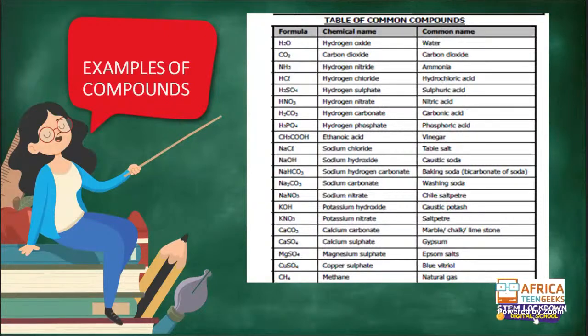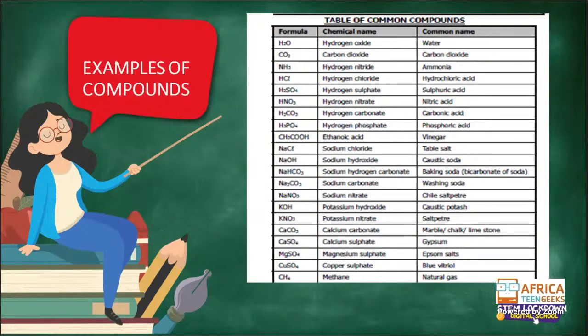So I have with me a table. As you can see, we have the formula, the chemical name, and the common name. So let's take note. Let's look at the first one, H2O. What is the chemical name? The chemical name is hydrogen oxide, but the common name is water. So when you are testing, you say, please give me water. You can equally say, give me hydrogen oxide, which is water.